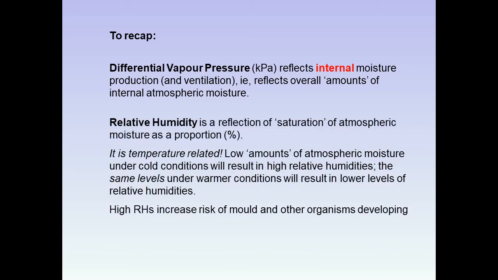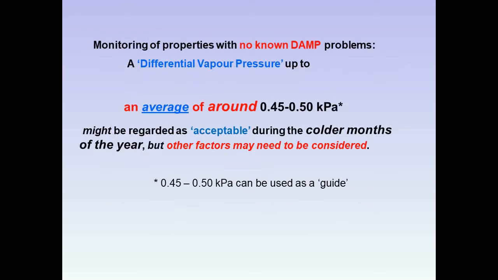Relative humidity is a reflection of saturation of atmospheric moisture. It's a proportion. And, don't forget, it's temperature related. For example, low amounts of atmospheric moisture under cold conditions will result in high relative humidities. The same levels, however, under warmer conditions will result in lower levels of relative humidities. High relative humidities, remember, increase the risk of mould and other organisms.